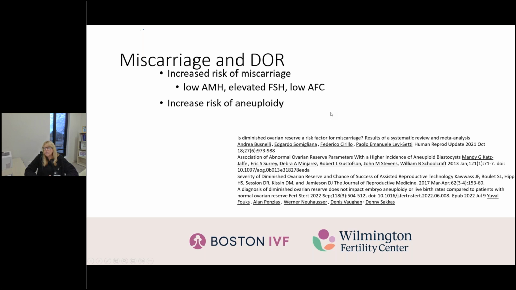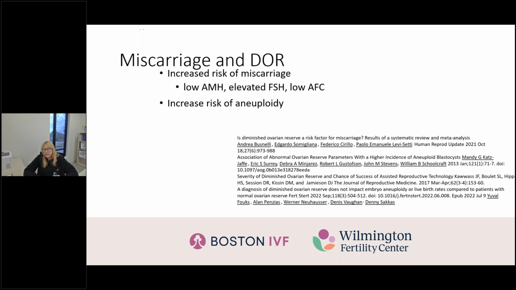So we know that there's an increased risk of miscarriage for tubal disorders, and that treatment will lower it. Miscarriage has also been tied to diminished ovarian reserve, so patients with low AMH, elevated FSH, low AFC. And then there have been studies associated with a higher rate of aneuploidy with preimplantation genetic testing in patients with diminished ovarian reserve having IVF. The incidence of miscarriage is not very high.